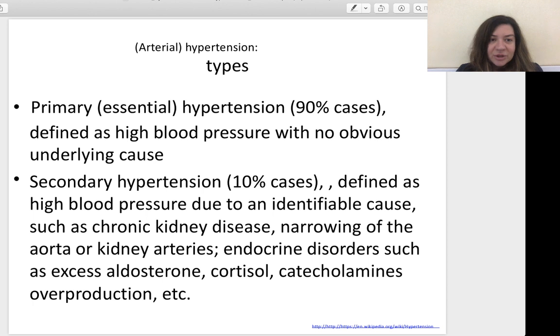Types of arterial hypertension. It can be primary or essential hypertension. It is 90% of all cases of hypertension, defined as high blood pressure with no obvious underlying cause. And secondary hypertension. It is nearly just 10% of all hypertensive patients, defined as high blood pressure due to an identifiable cause, such as chronic kidney disease, narrowing of the aorta or kidney arteries, endocrine disorders such as excess aldosterone, cortisol, catecholamines, overproduction, etc.